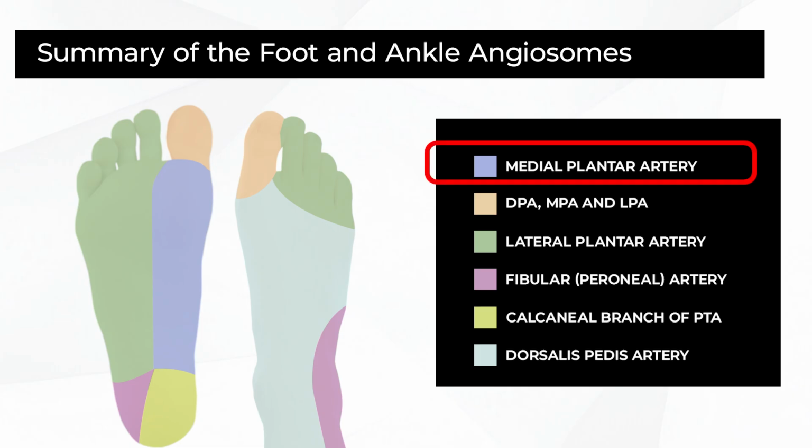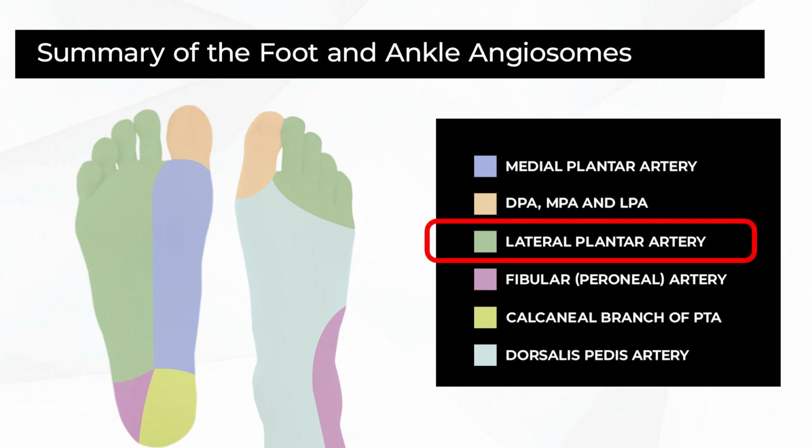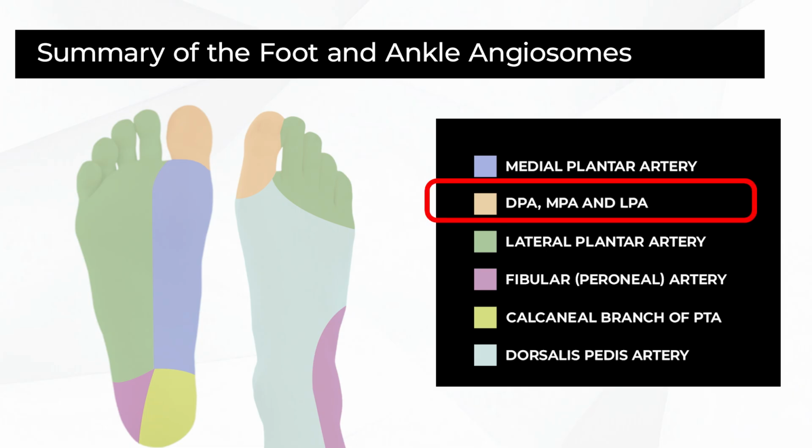The medial third of the sole of the foot is supplied by the medial plantar artery. The lateral two-thirds of the sole and the lateral 4 toes are supplied by the branches of the lateral plantar artery. And finally, the big toe is supplied by the branches from the dorsalis pedis artery, the medial plantar artery, and the lateral plantar artery.